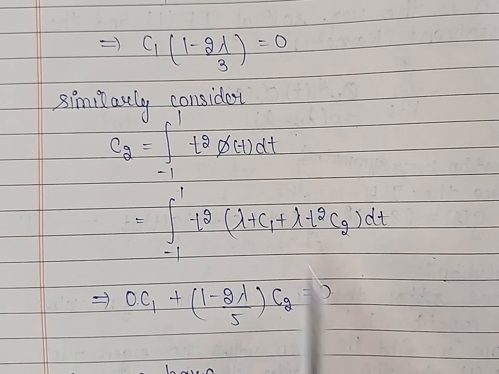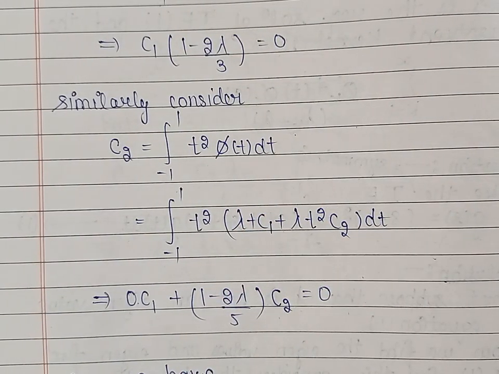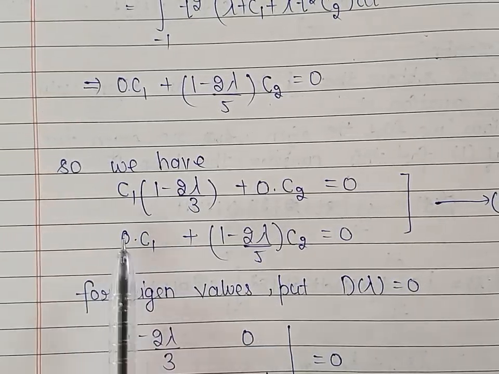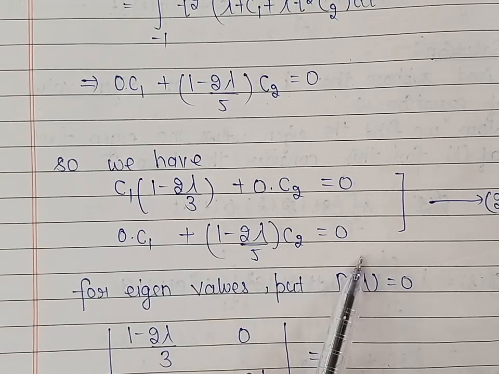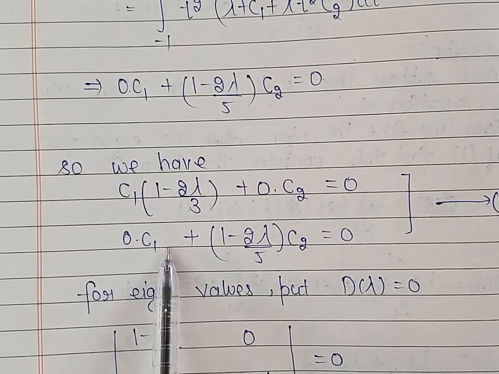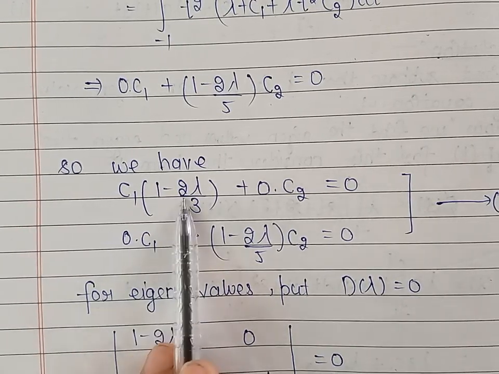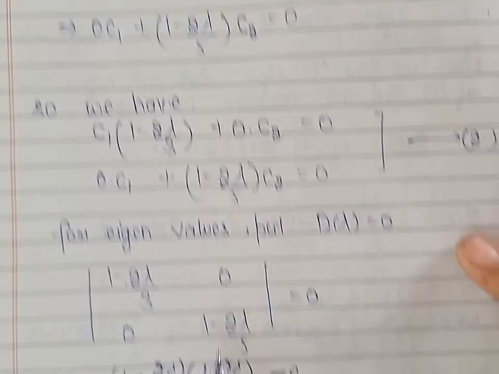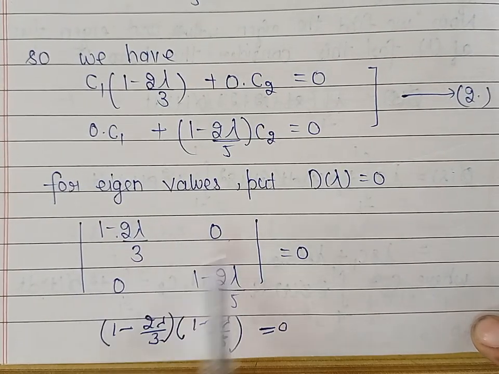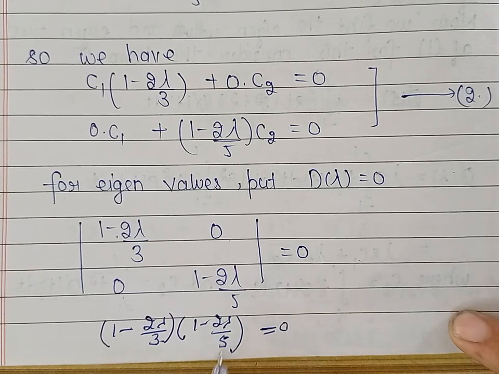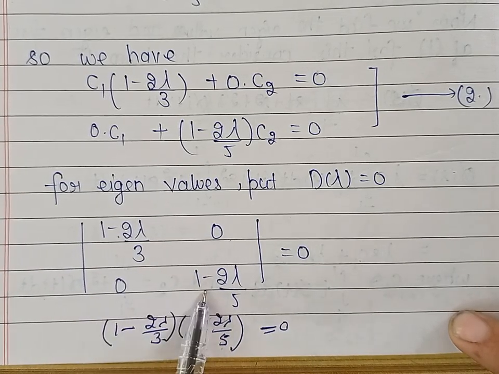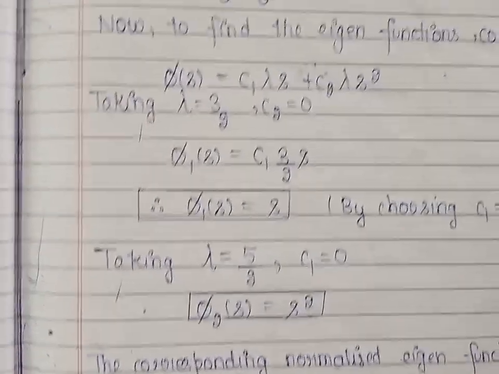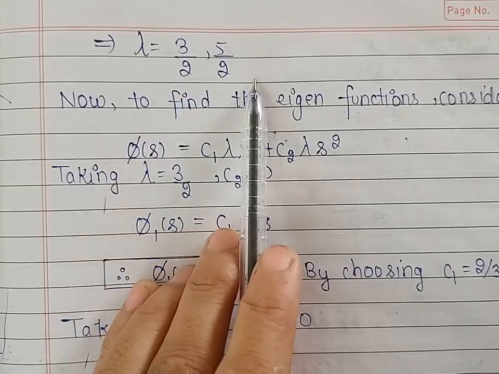Thus we have obtained a system of equations in c1 and c2. We can find the eigenvalues by putting the determinant of this system equal to 0. Now the determinant of this system is given by 1 minus 2 by 3 lambda, 0, and in the second row 0, 1 minus 2 by 5 lambda. This determinant is equal to 0. Now simplifying the product of these two terms minus these two terms equated to 0, we get the eigenvalues which are 3 by 2 and 5 by 2.